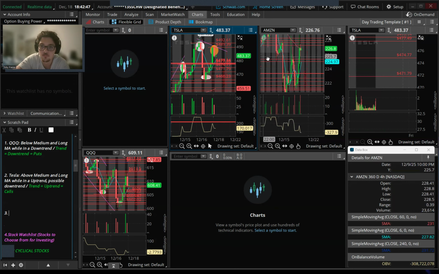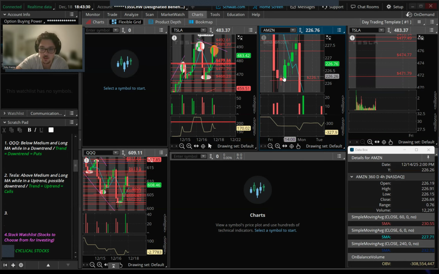Let's see, we got close at 226.10, open at 19, close at 226.10. Close at 10 cents, open at 19 cents, close at 20. So close at 10 cents, 10 cents at the level, close at 10 cents, and 10 cents at the level. All right, let's see here.